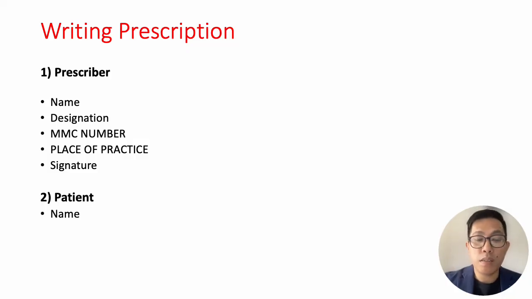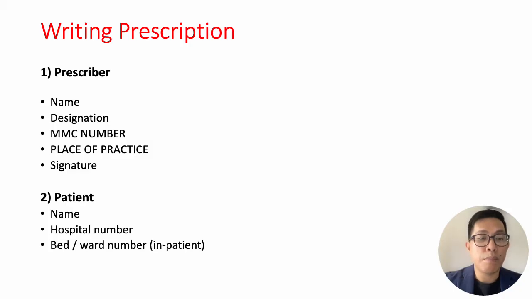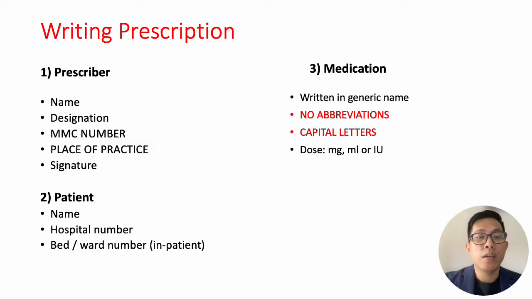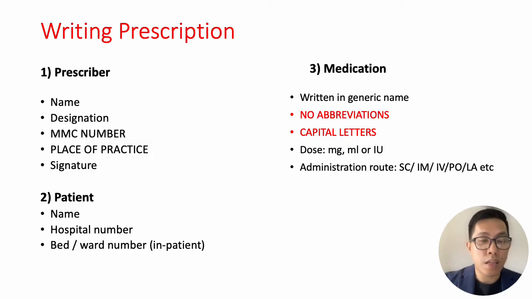Then you need your patient's information: their name, their RN number, their bed or ward number, and then the information on medication. It is advised for you to write the generic name. Make sure there is no abbreviation and use capital letters to avoid misinterpretation. You must write your dosage as such. Your administration route must be clear.